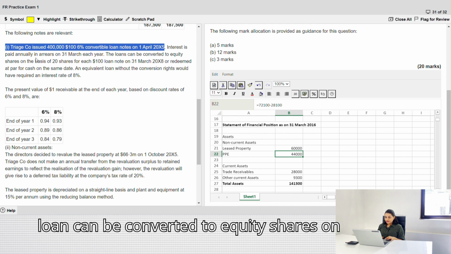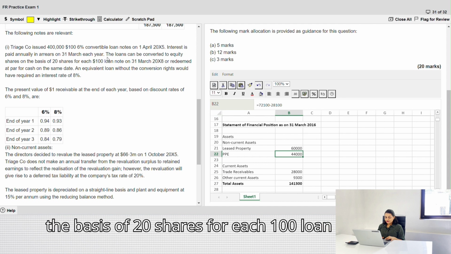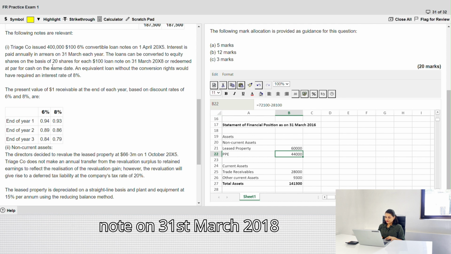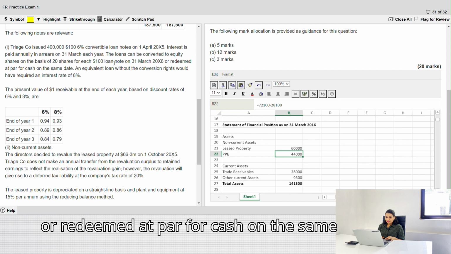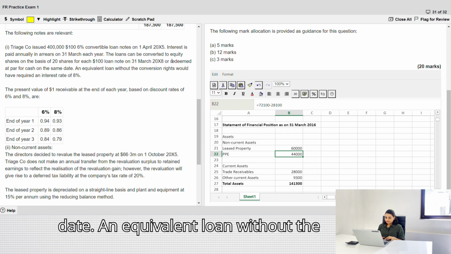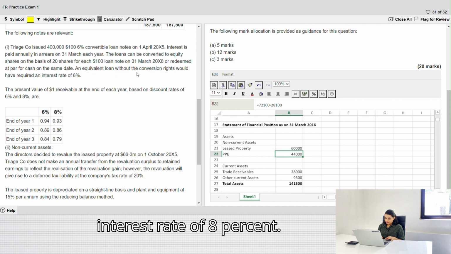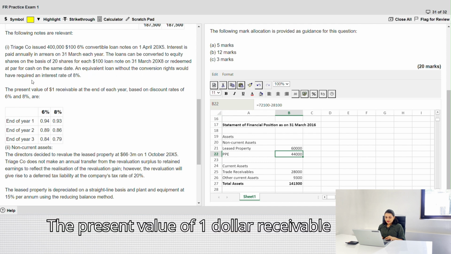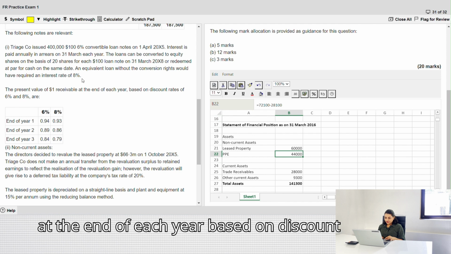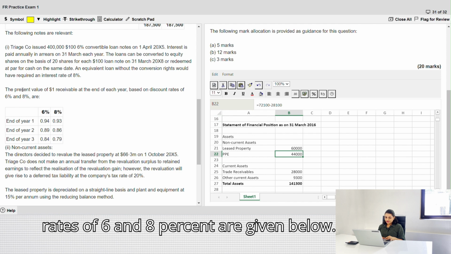The loan can be converted to equity shares on the basis of 20 shares for each 100 loan note on 31st March 2018, or redeemed at par for cash on the same date. An equivalent loan without the conversion right would have required an interest rate of 8%. The present value of $1 receivable at the end of each year based on discount rates of 6 and 8% are given below.